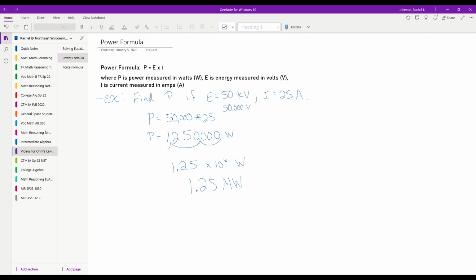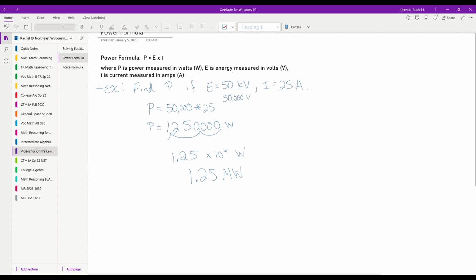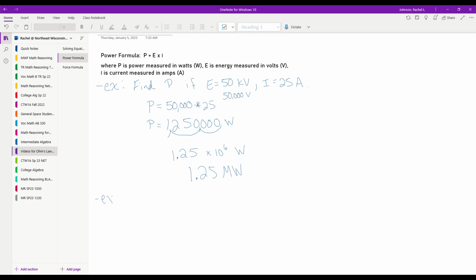Okay, now, one disclaimer, these might not be realistic numbers that I'm using in these examples, but it's more about using the formula and calculating and getting to proper engineering notation. Practice with that. Let's do one more. Let's say, for example, we want to find E, the voltage, if P, the power, is 10 watts and the current I is 800 amps.